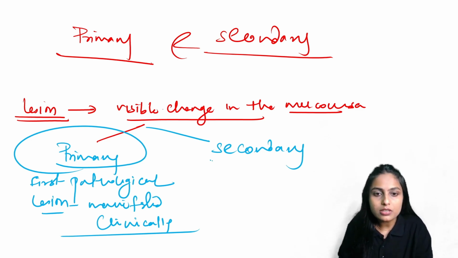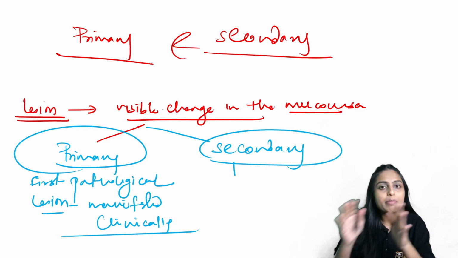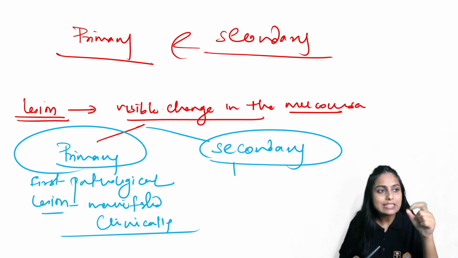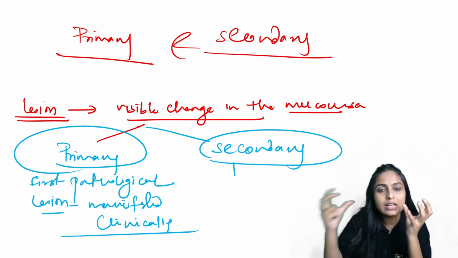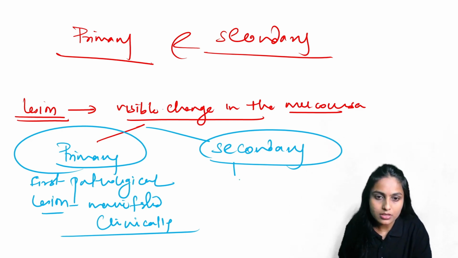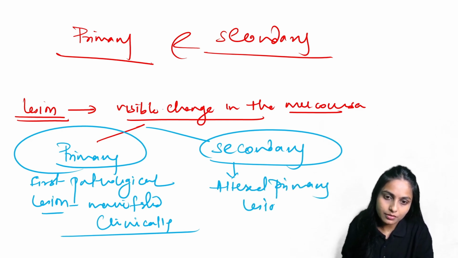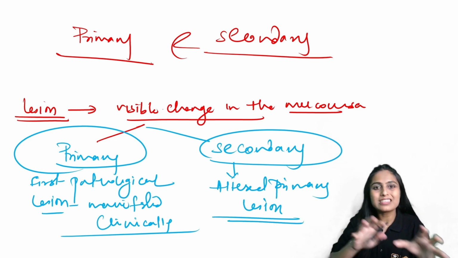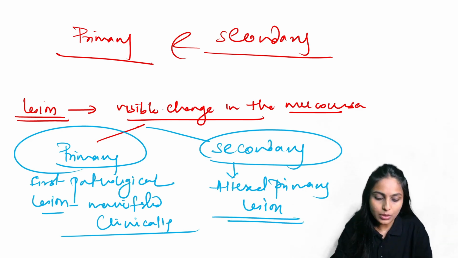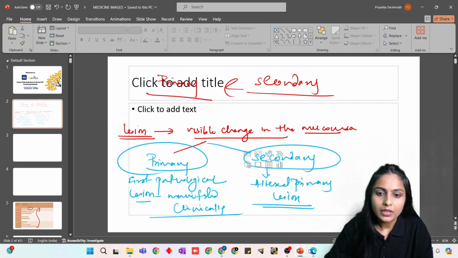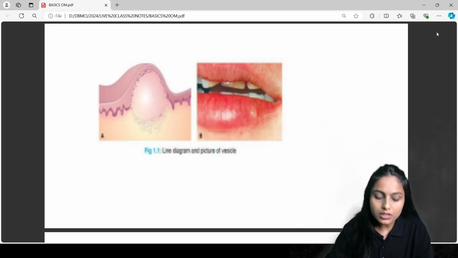What is a secondary lesion? A secondary lesion is just an altered primary lesion. If your primary lesion is a vesicle, for example, this vesicle will rupture and form an ulcer. So the ulcer becomes your secondary lesion. Secondary lesion is nothing but an altered primary lesion. So these are the two types of lesions that we are going to look at.